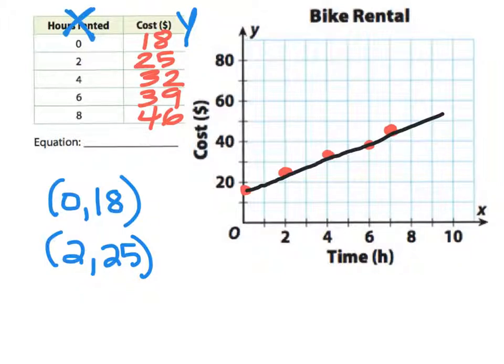We said yesterday that linear relationships, they should make a straight line. So in my graph, I should have a straight line the best I can. Or they follow a pattern. So in our table, our pattern was $7 for every 2 additional hours.